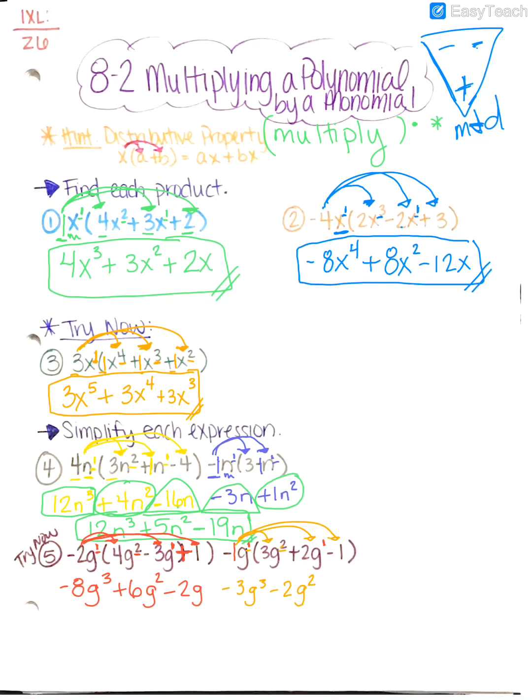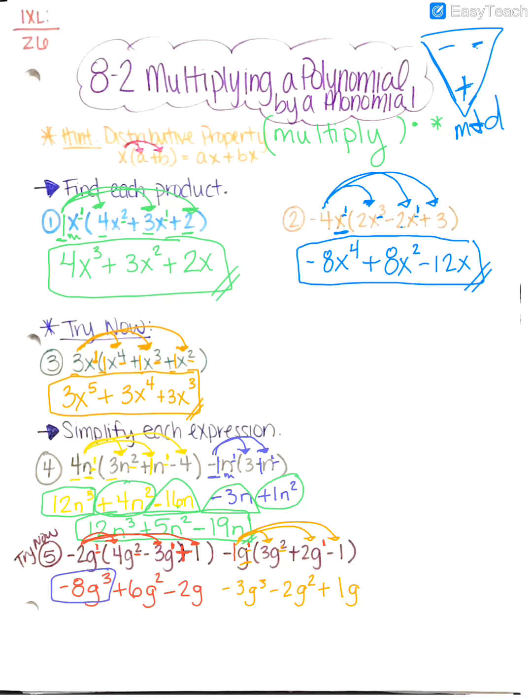And then the last one is negative 1 times negative 1. Negative and a negative gives me a positive. 1 times 1 gives me 1. And then this does have a term, so I'm going to go ahead and put g. And then I'm just going to go ahead and combine like terms on the last one. So I'm going to look at my highest power.